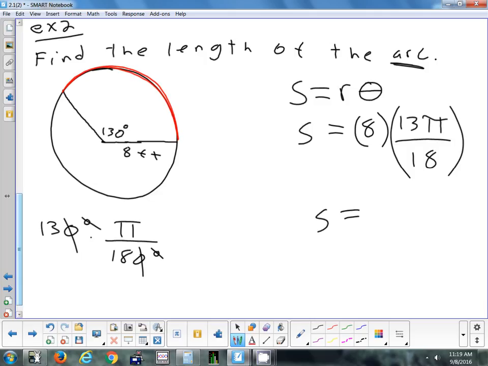Okay, if I want, I can reduce this a little bit. What number goes into both 8 and 18? 2. Yeah, so we can divide by 2. And I get 4 times 13, which is how much? Yeah, 52 times pi divided by 9.